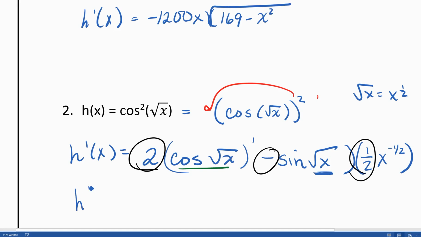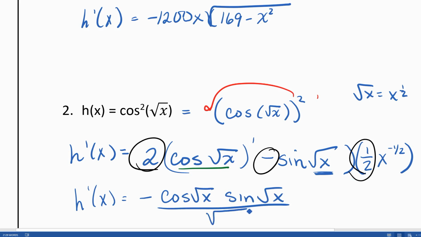So we have h prime of x is equal to negative cosine of the square root of x, sine of the square root of x, over x to the negative 1/2, which is over square root of x. And that would be our final answer.